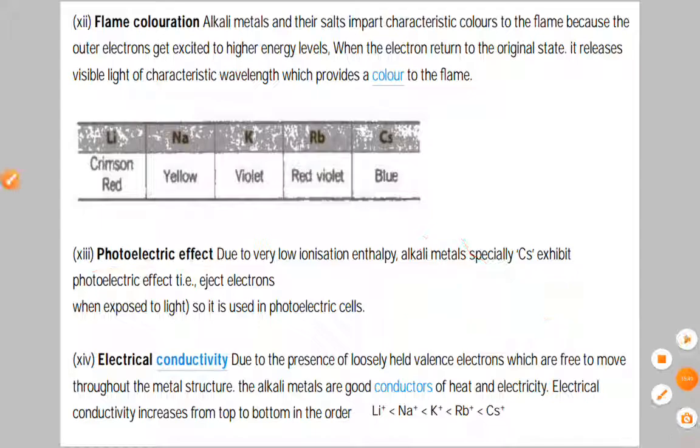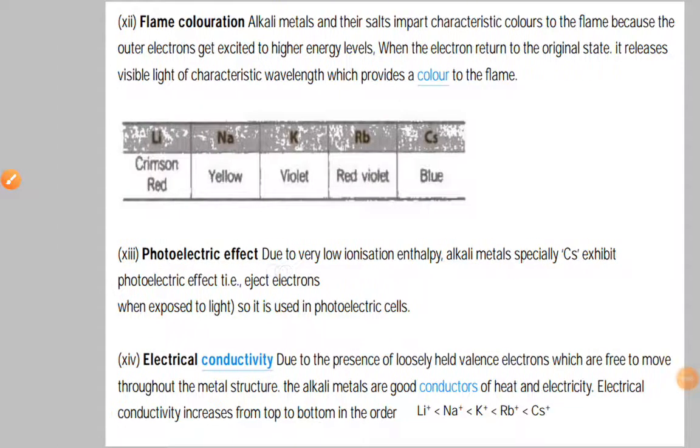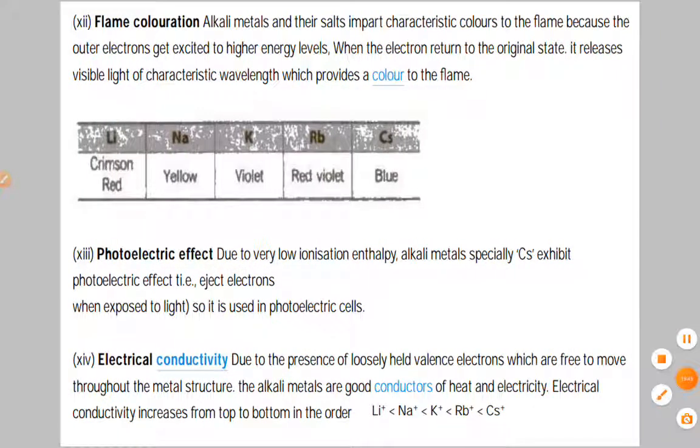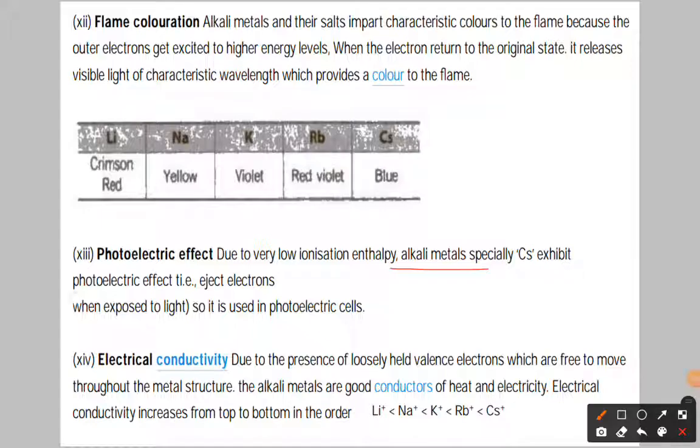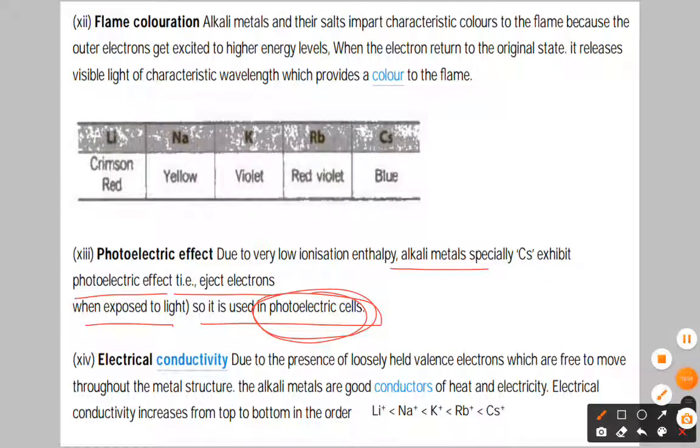Due to very low ionization enthalpy, alkali metals, especially cesium, exhibit the photoelectric effect, that is, ejection of electrons when exposed to light. So it is used in photoelectric cells. We already discussed the photoelectric cell experiment, so this is just a recap from the atomic structure lecture. Specially, we are going to use cesium.